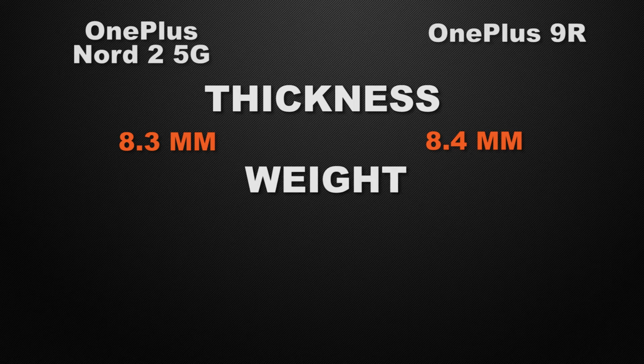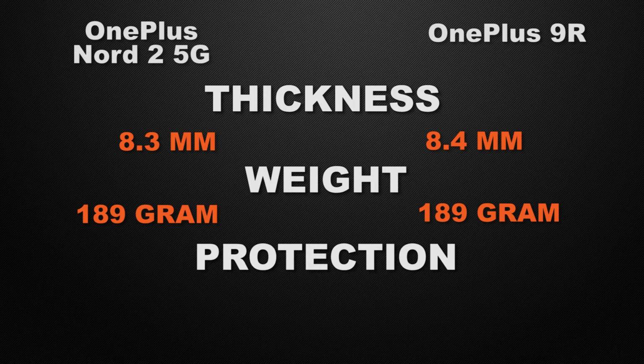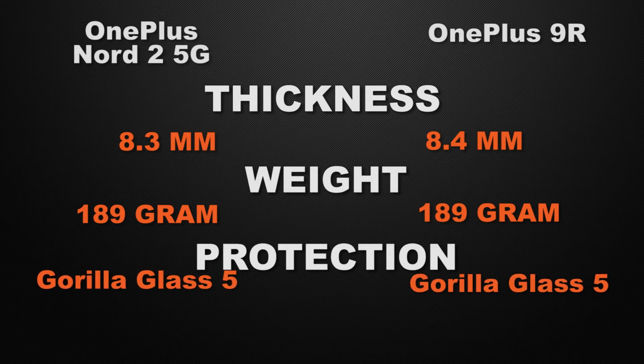Talking about the weight of the devices, Nord 2 comes with 189 grams of weight, whereas 9R has 189 grams of weight too. So again it's a tie because both of the devices have the same body weight. And about the protective glass of the devices, Nord 2 has Gorilla Glass 5, whereas 9R has Gorilla Glass 5 too. So it's a tie because both of the devices have the same generation of glass.